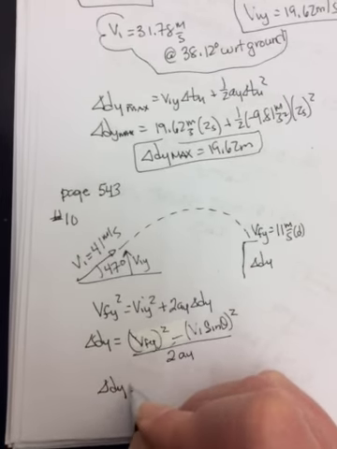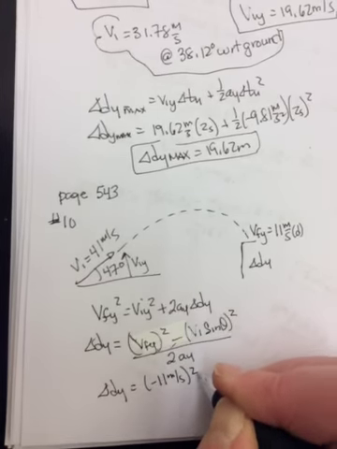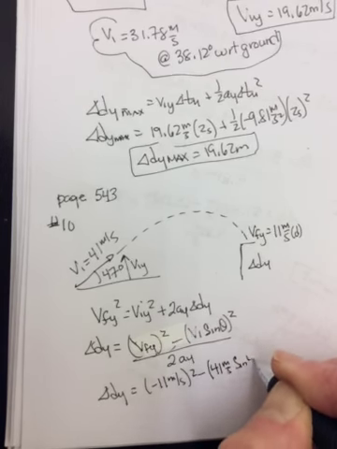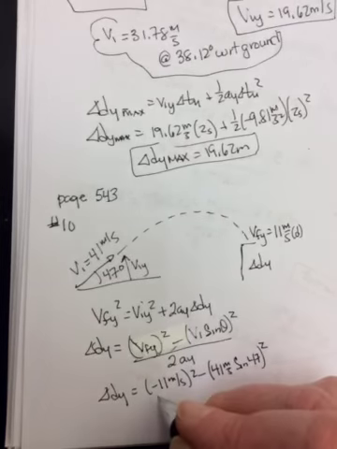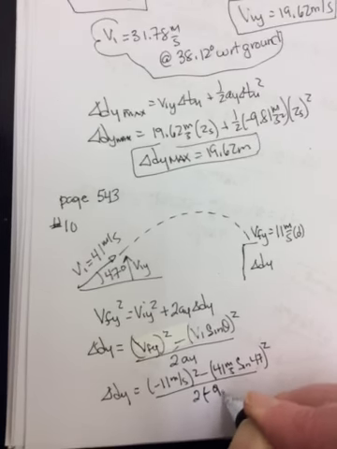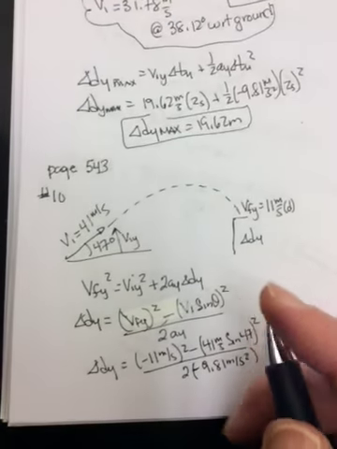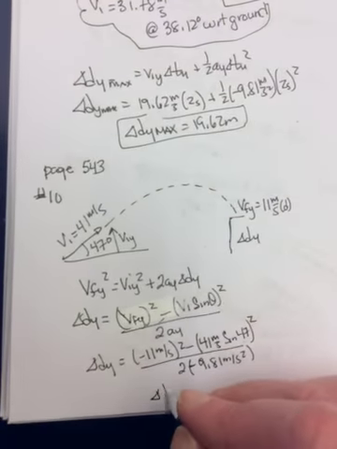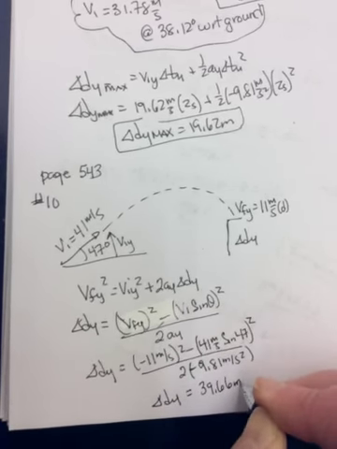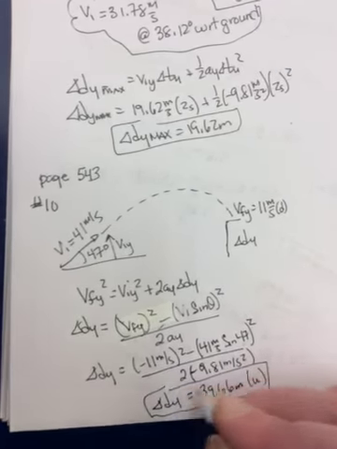So delta dy is equal to negative 11 meters per second squared minus brackets 41 meters per second sine of 47, close the bracket, squared, divided by 2 times negative 9.81 meters per second squared. And when you do this, you should get a delta dy of 39.66 meters. It works out to be positive because it ends up higher up than it started.